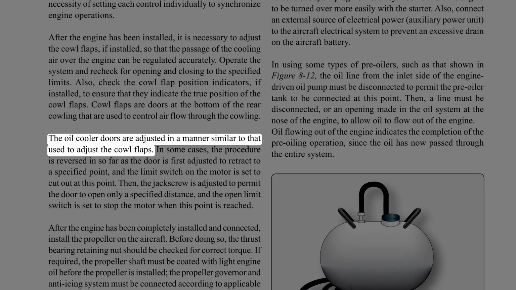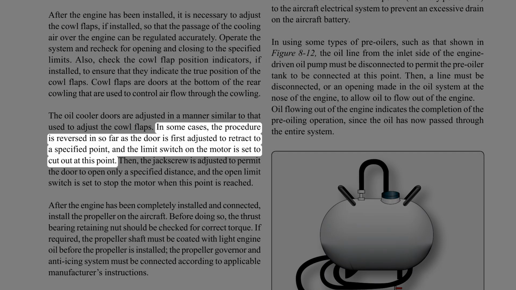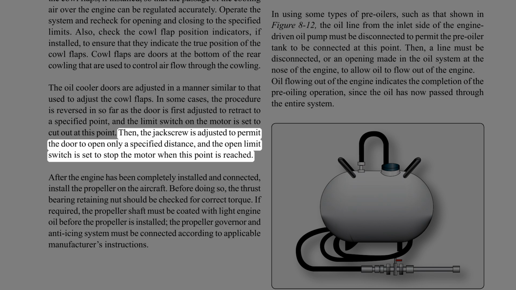Cowl flaps are doors at the bottom of the rear cowling that are used to control airflow through the cowling. The oil cooler doors are adjusted in a manner similar to that used to adjust the cowl flaps. In some cases, the procedure is reversed insofar as the door is first adjusted to retract to a specified point, and the limit switch on the motor is set to cut out at this point. Then, the jack screw is adjusted to permit the door to open only a specified distance, and the open limit switch is set to stop the motor when this point is reached.